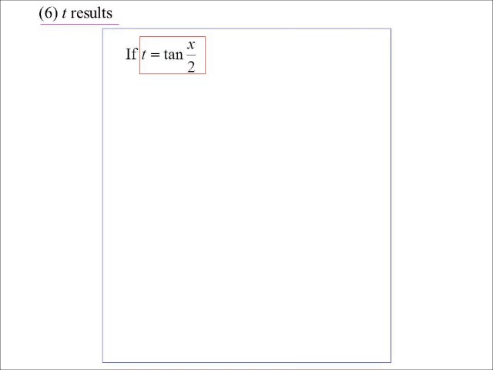So a reminder, if t equals tan x on 2, that's our basic t-result, then we know sin x is 2t on 1 plus t squared, cos x is 1 minus t squared on 1 plus t squared. We mainly use these for integrals that involve sine and cos.